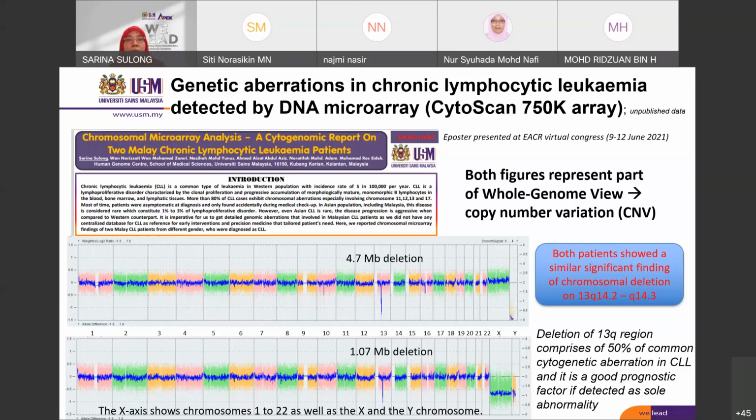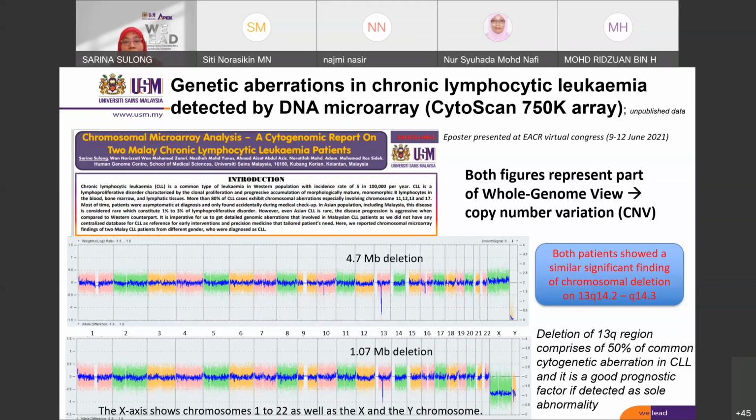And actually CLL is a type of leukemia which is very rare in Asians but commonly found in Western populations. So it is interesting to know if we can detect any unique genetic aberration in our Malay patients. Currently we managed to have these 2 reports of 2 patients, and both of them showed similar findings of chromosomal deletions on chromosome 13q14.2 until q14.3.